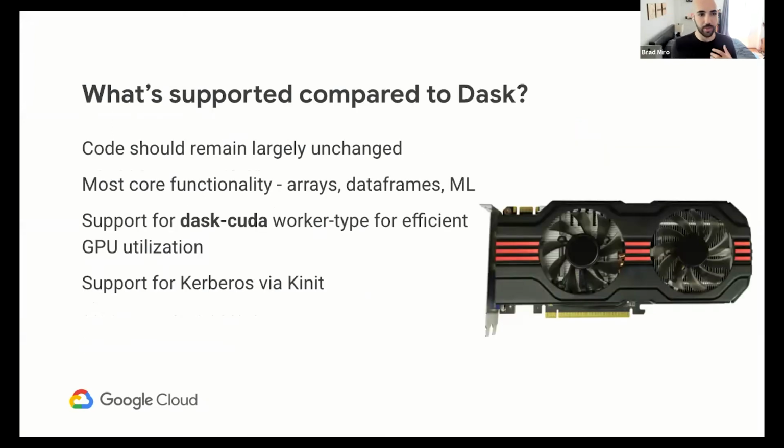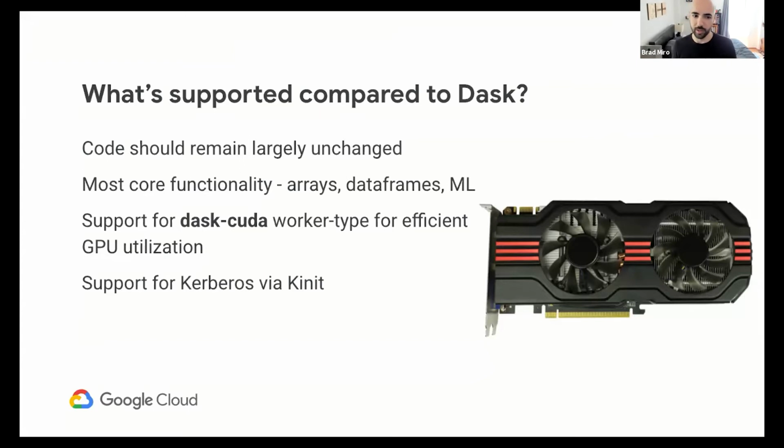The majority of the functionality is carried over from Dask core. So if you're migrating Dask code from, let's say, your local machine or somewhere else, the code changes should be fairly minimal. You should be able to just change the actual cluster object itself to be a Yarn cluster. So you're able to use your arrays, your data frames, machine learning, whatever it is that you're using Dask for, you should be able to maintain most of that.